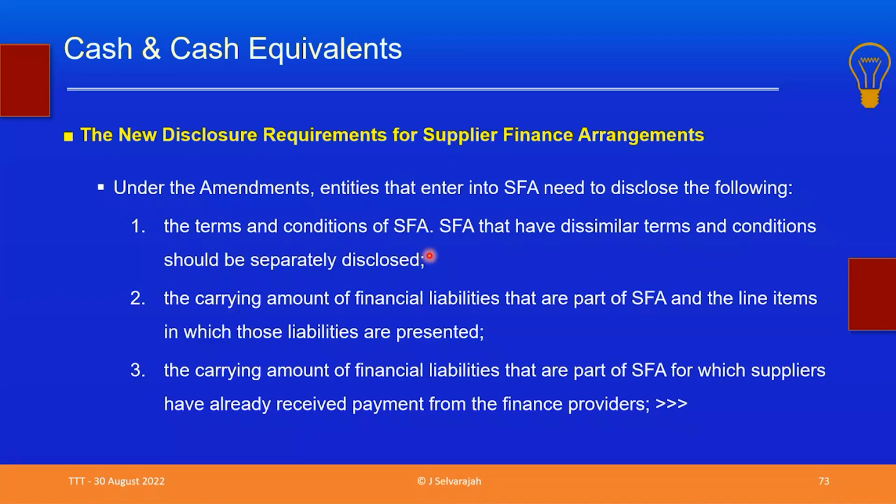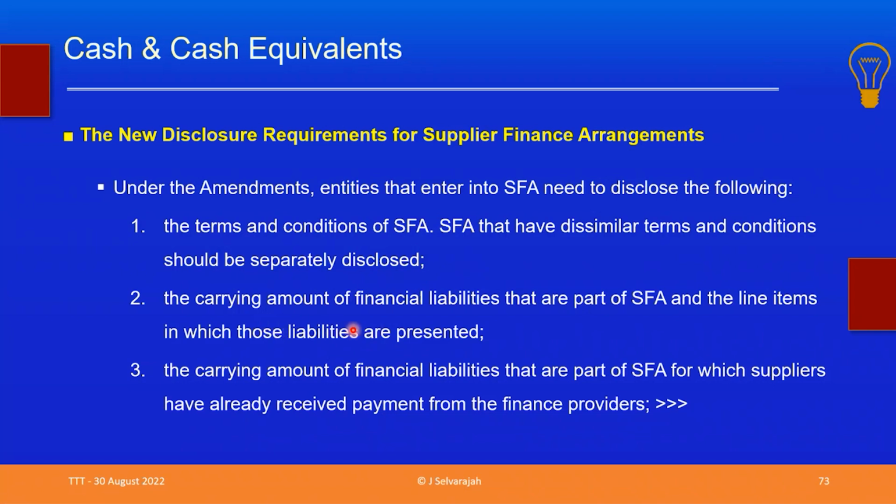So what are the amendments made by the IASB onto the cash flow? Under the amendments, the entities that enter into a supplier finance arrangement need to disclose the following: the terms and conditions of the supplier finance arrangement, and also supplier finance arrangements that have different terms and conditions. You must disclose them in the notes.